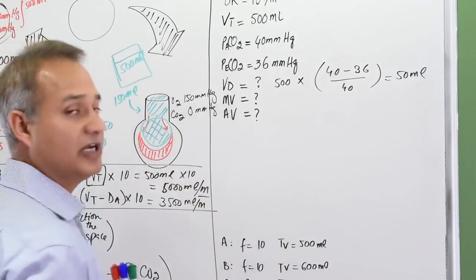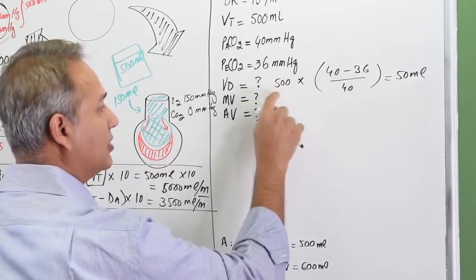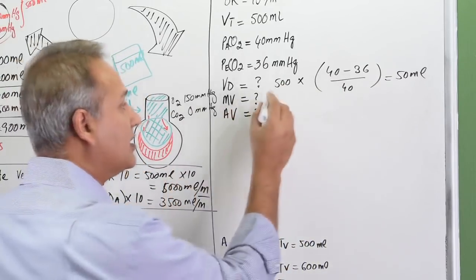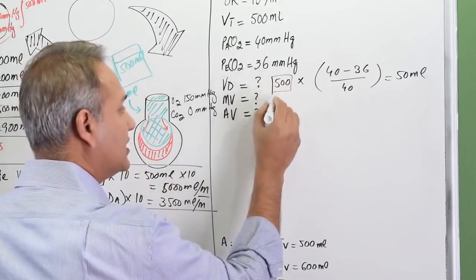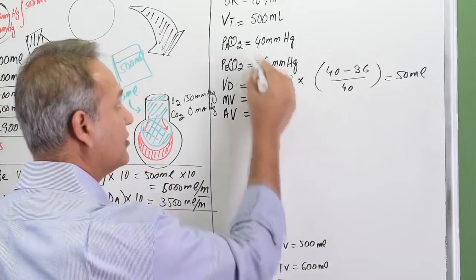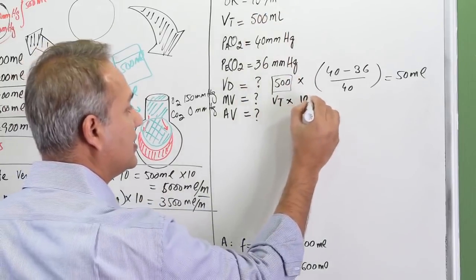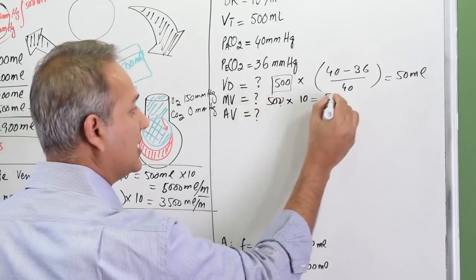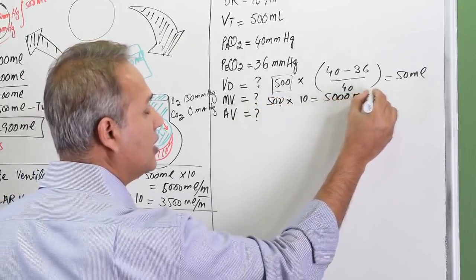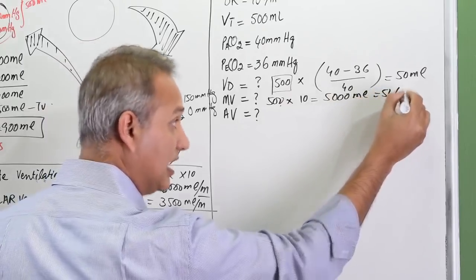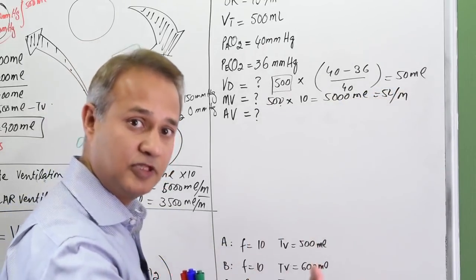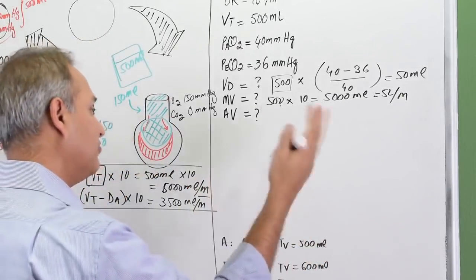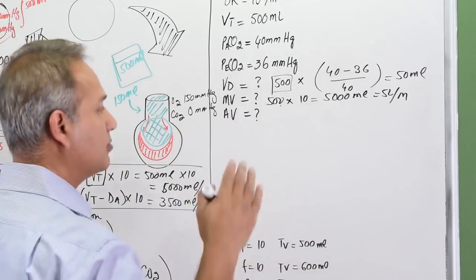How about the minute ventilation? Take the tidal volume, multiply it with the frequency, which is 10. 500 multiplied by 10 is 5000 milliliters. So 5 liter per minute, now per minute, because we have multiplied with the breathing rate. 5 liter per minute is the minute ventilation, not breathing rate, minute ventilation.